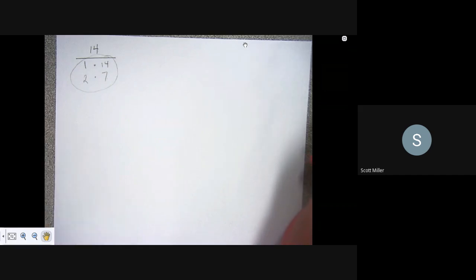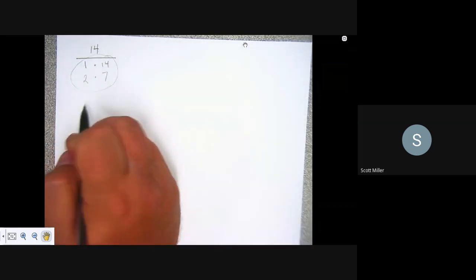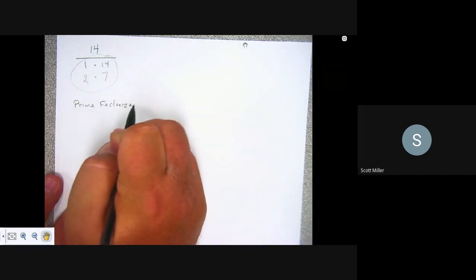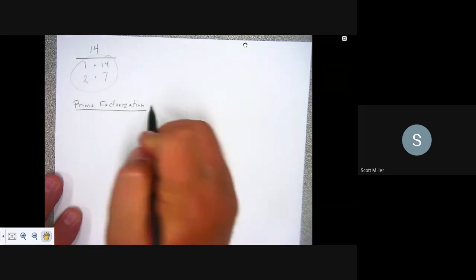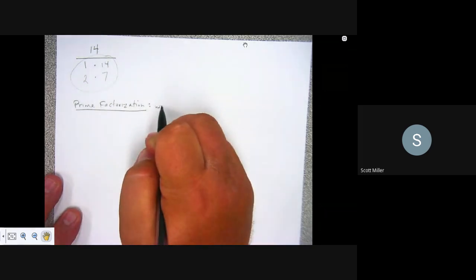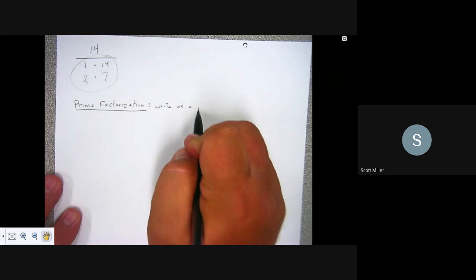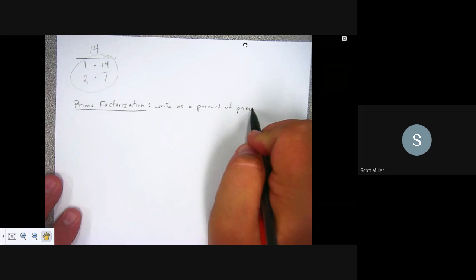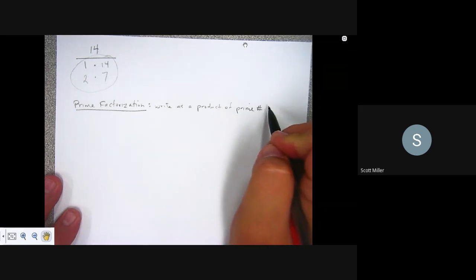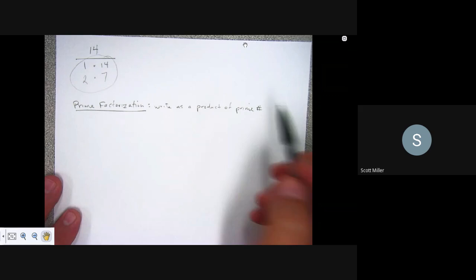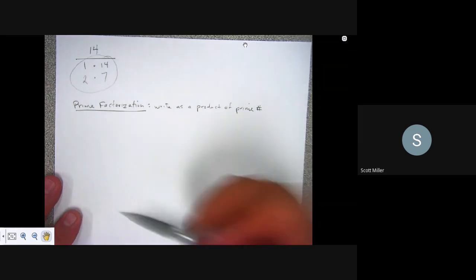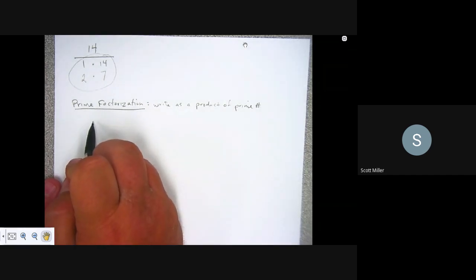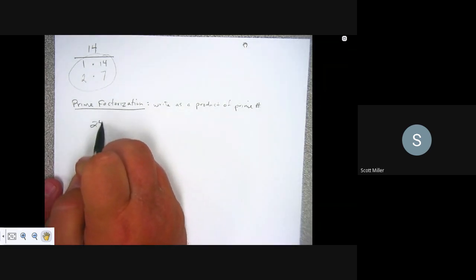What is prime factorization? Prime factorization is to write a number as a product of prime numbers. And since prime numbers are numbers that only have the factors 1 and itself, these are kind of unique in that sense. And you can do this with any number. If the number is already prime that you're doing, then it's already prime, you're done. So let's look at 24. We'll use this example right here.